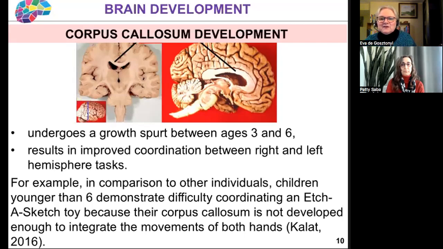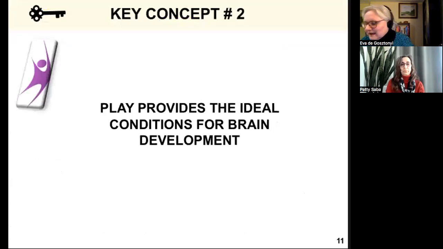Understanding how things go together. So we have to be very patient with this development. It will come, but only in its time. Okay, second concept.